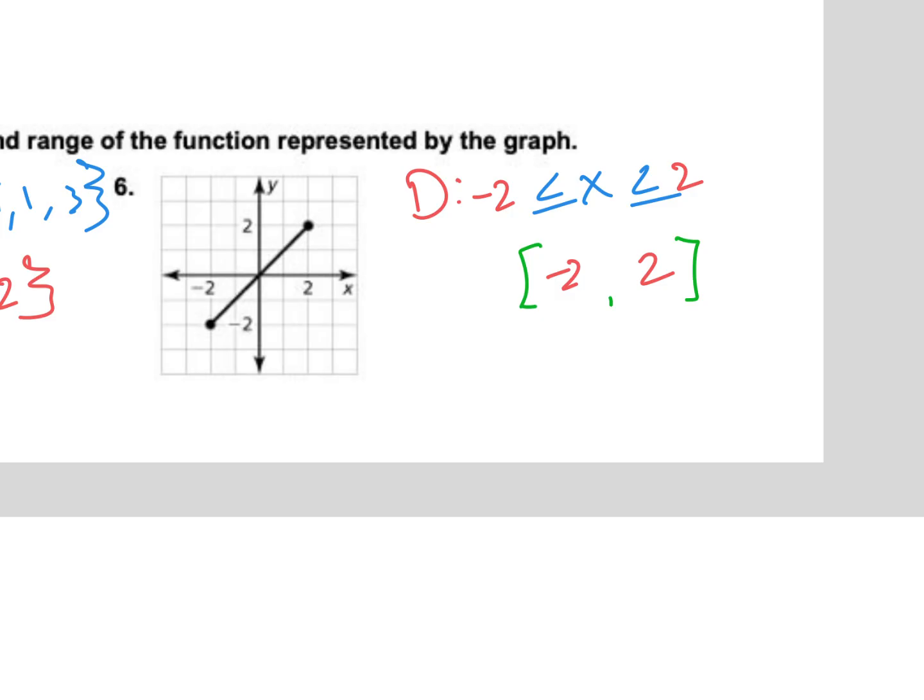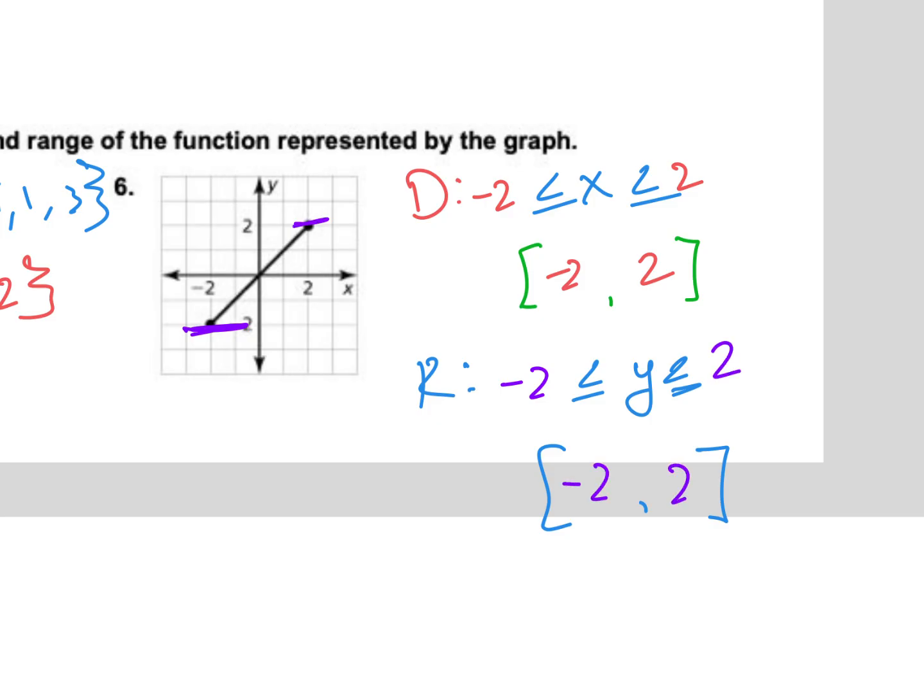And then my range, same thing, is I'm going to go ahead and use the inequalities like that and the interval notation like that. It starts down here at -2 and goes up to 2. So what's a little interesting about this is those are the same answers, but they tell a different story, okay?